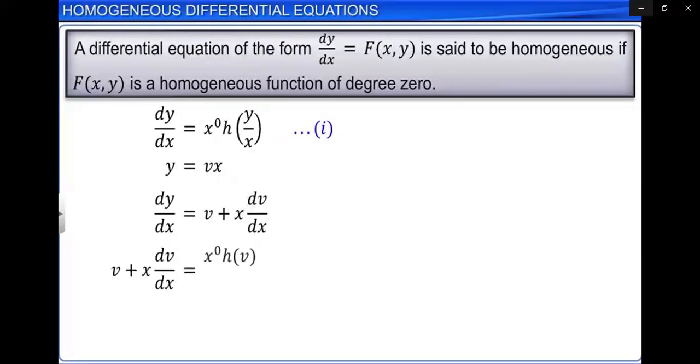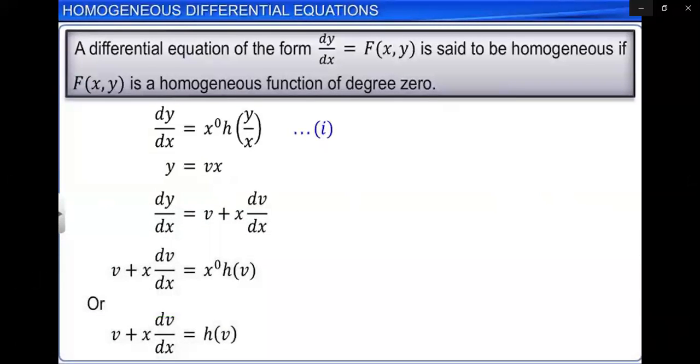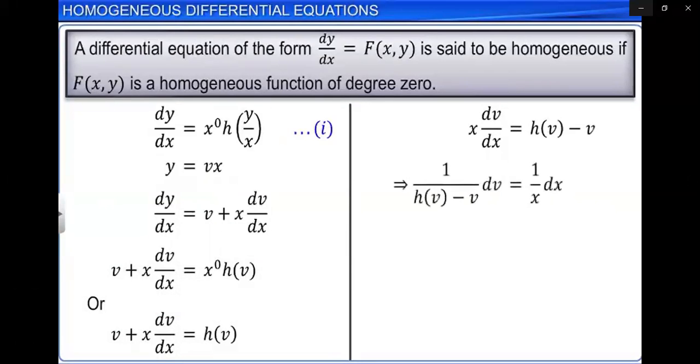Now we can substitute the value. The differential equation in this form can now be solved with the help of the variable separable method that we discussed already in our previous class. So we got v plus x into dv by dx equals h of v. Now we have to rearrange this equation by bringing the function of x on one side and the function of v together on the other side.